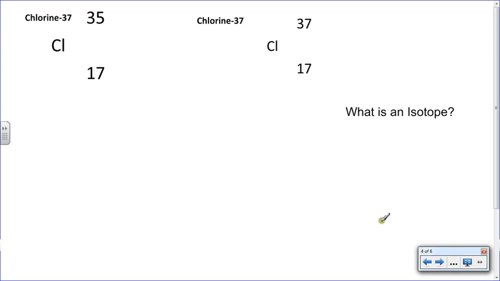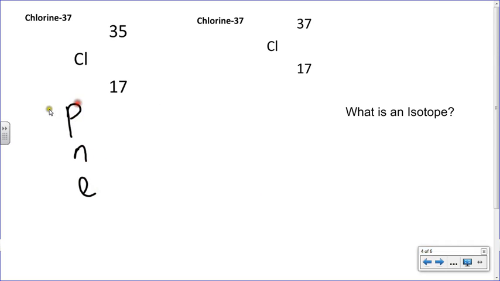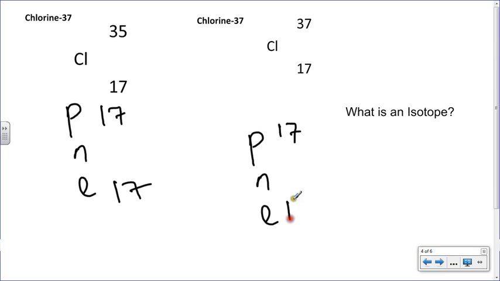Now the question they'd love to ask you in an exam is what is an isotope? And using the numbers we just wrote down of the number of protons, neutrons and electrons, that will help us to explain what an isotope is. So isotopes are things with the same number of protons, the same number of electrons, but they have a different number of neutrons. There you go, that's isotopes.